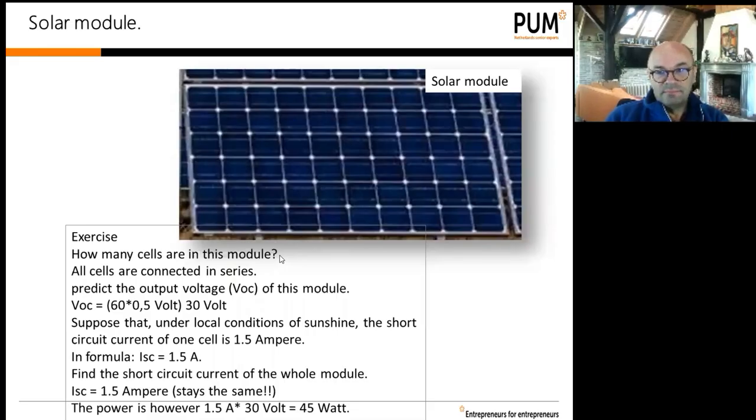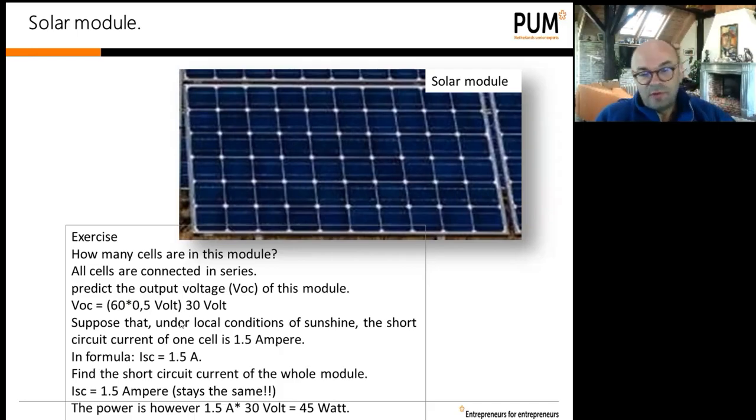So about the modules, which consist of cells. How many cells do you see in this module? Well, that's 1, 2, 3, 4, 5, 6, 1, 2, 3, 4, 5, 6, 7, 8, 9, 10. That's 60 cells. So if you calculate 60 cells and they are each half a volt, then you have 60 times half a volt, which is 30 volts per module.